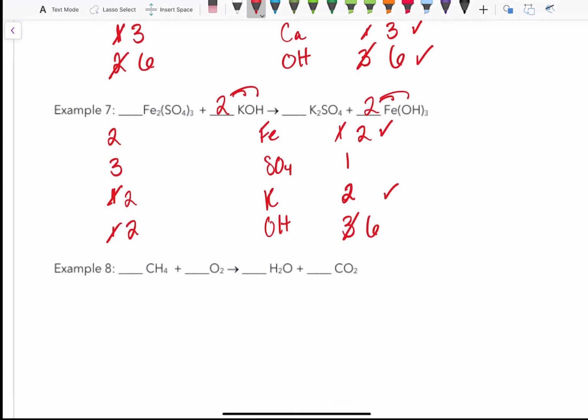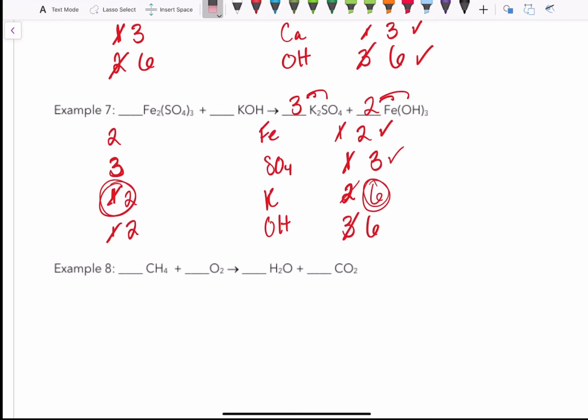Sulfate and OH are both unbalanced, so we can pick either to start with. We'll just go ahead and work with sulfate because it's first on our list. So sulfate on this side is a 1, this side is a 3. We can change our product to become a 3 by giving it a coefficient of 3. That changes sulfate to a 3, but it also changes potassium that we just balanced, and that's okay. Potassium now becomes a 6. So sulfate balanced, great. Potassium is not, so we need to go back and fix this side to become 6.